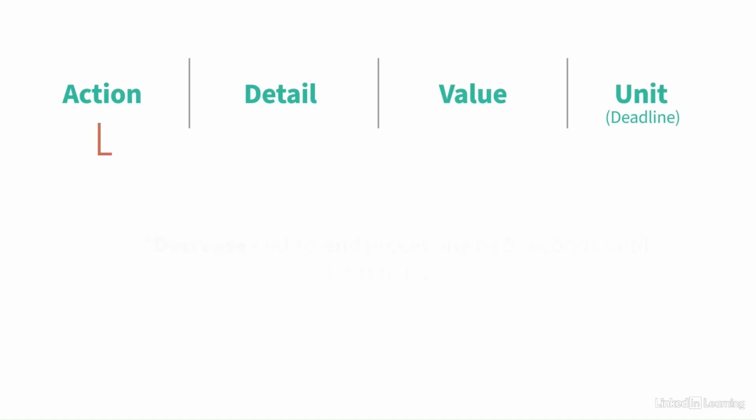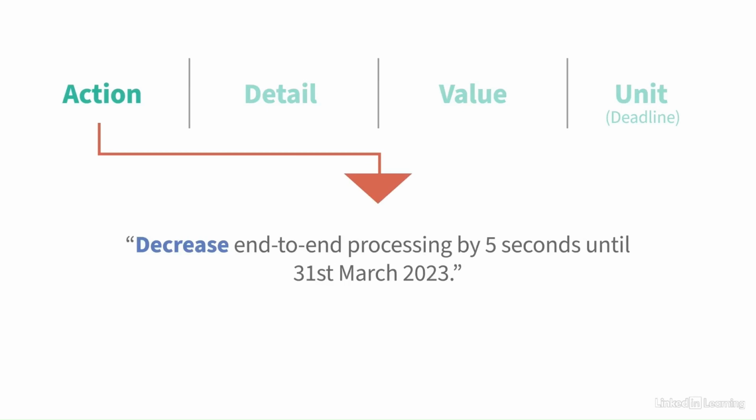So one example would be: decrease end-to-end processing time by 5 seconds until 31st of March 2023. Right? There's the action. You need to decrease something. Then there's the detail. What do you need to decrease? The end-to-end processing time. Then there's a value, by 5 what? The unit, 5 seconds. Okay, I need to decrease the end-to-end processing time by 5 seconds. And then there's the time, the deadline, until 31st of March. Okay. That is a KPI that you can work with. That is a goal that you can work with, right?